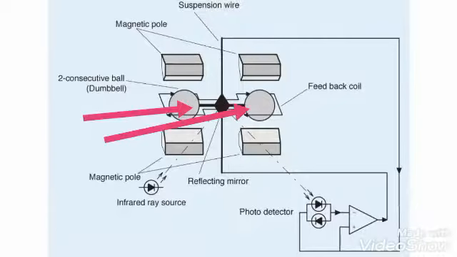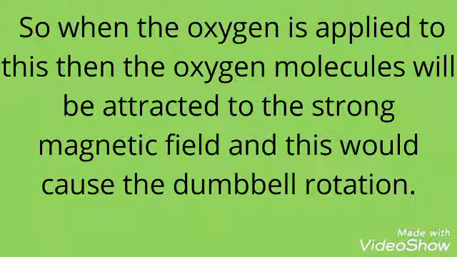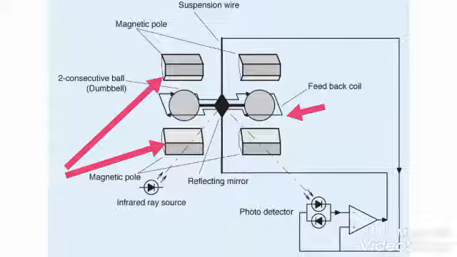There is a photo. Here you can see these are the glass dumbbells. There are an infrared source and a detector. When oxygen is applied to this, the oxygen molecules are attracted to the strong magnetic field, and this would cause the dumbbell rotation. When this dumbbell rotates, here you can see it will rotate toward the magnets.